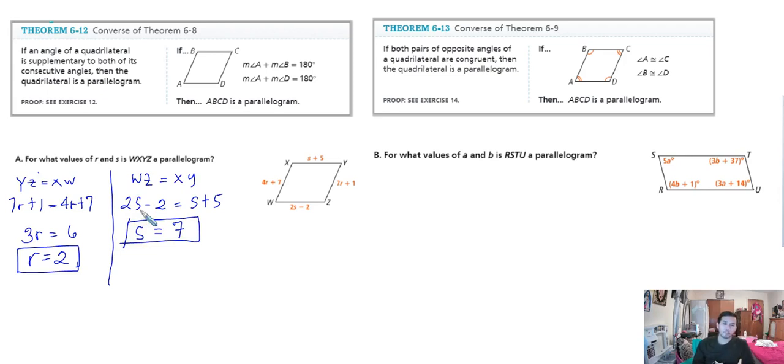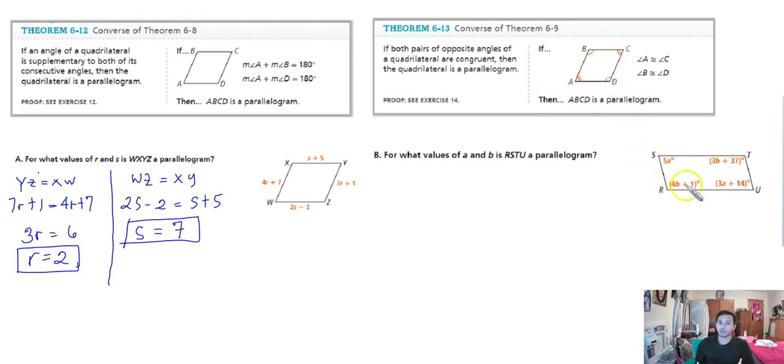So if the angles inside are supplementary, then the given image is a parallelogram. Now in 6-13, if both pairs of opposite angles of a quadrilateral are congruent, then the quadrilateral is also a parallelogram. So in this image, angle A is congruent to angle C, and angle B is congruent to angle D. Then quadrilateral ABCD is a parallelogram.